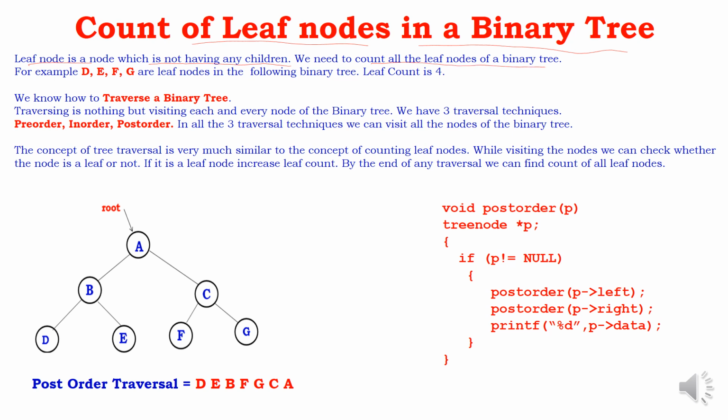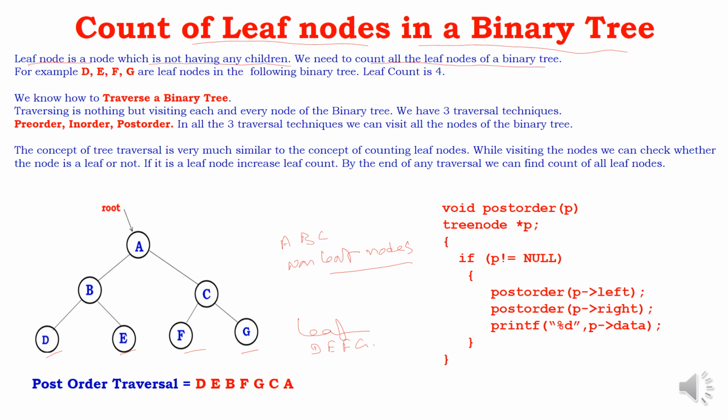In the following binary tree, which contains 7 nodes, D, E, F, G are leaf nodes, as they do not have any children. The remaining 3 nodes have children. So A, B, C are non-leaf nodes and D, E, F, G are leaf nodes, where A, B, C have children and D, E, F, G do not have any children.